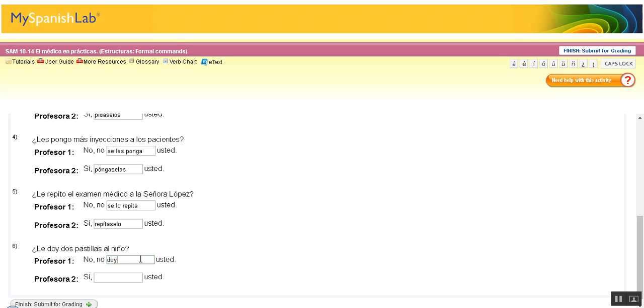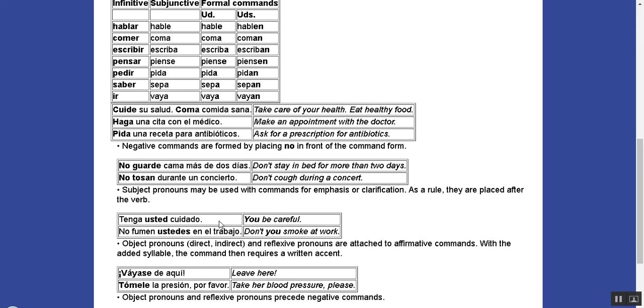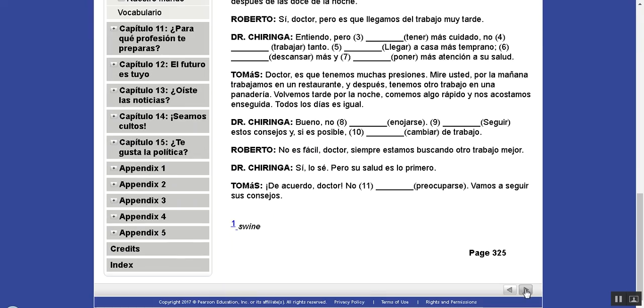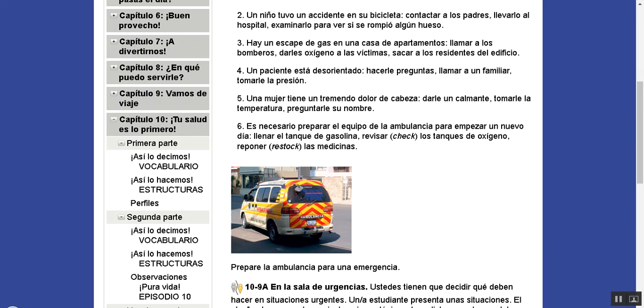Le doy 2 pastillas al niño. Here my doy is irregular. So we want to go back out here for dar. There should be a list of irregulars for you. It should be de. Perdón. Hold on a minute. Let me find them.